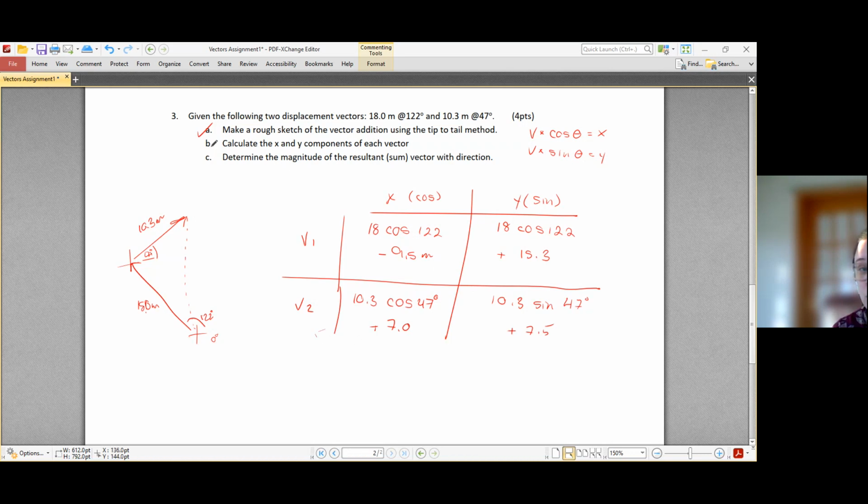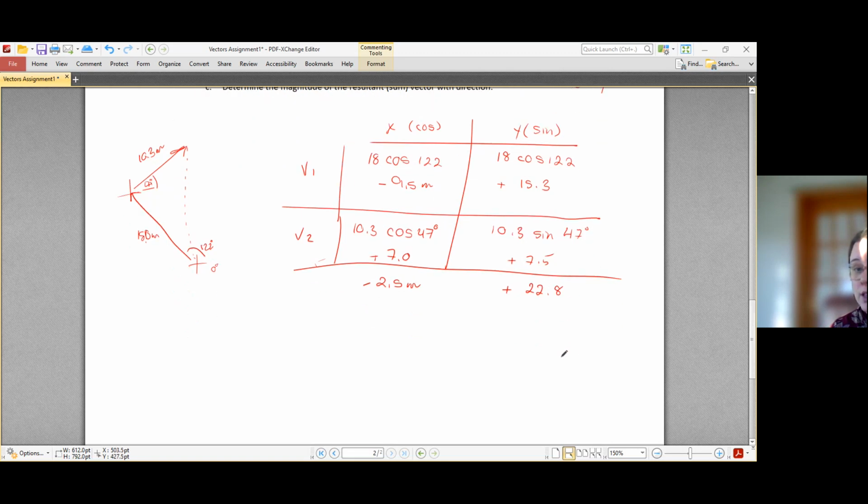Now we find our totals. So now we've done B. We've got the X and Y components for each. Now C wants the resultant or the sum. So we find the sum and then we have to put them together using Pythagorean theorem. You never have the sum vector unless you've used Pythagorean theorem. So to find the sum vector, add these together. Negative 9.5 plus 7 gives me a negative 2.5. Positive 15.3 plus 7.5 gives me a positive 22.8.